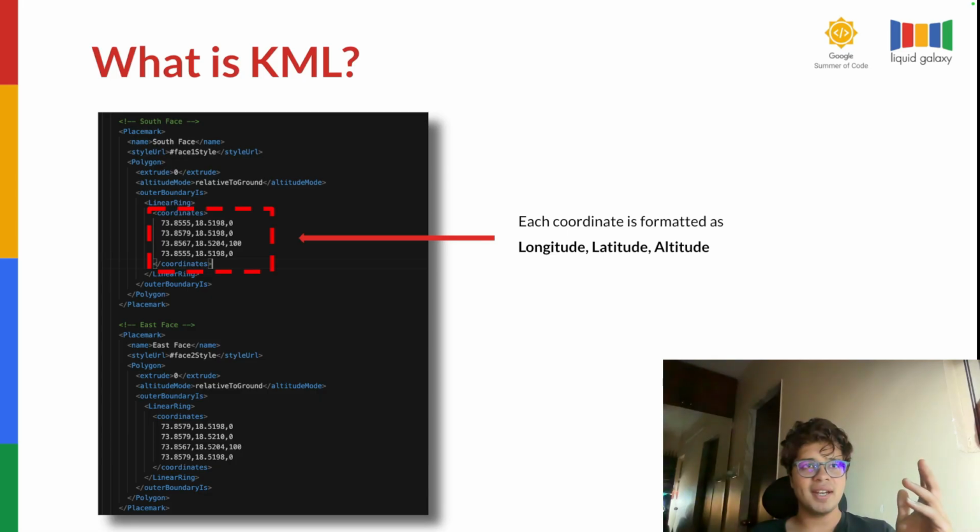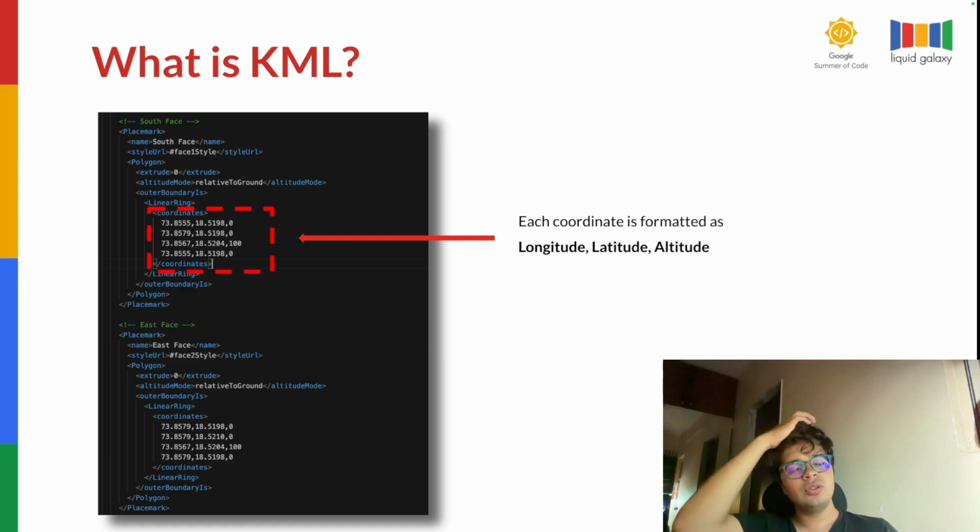Now generally coordinates need to be three. I'll explain what it is, but okay. And this is a particular structure of coordinates, right? So there's 73.8555, 18.5198 and 0, right? So for these three there's 0 and okay, so the format is longitude, latitude and altitude. Generally I guess it's latitude, longitude, but for the KMLs we go with longitude, latitude and altitude, right?